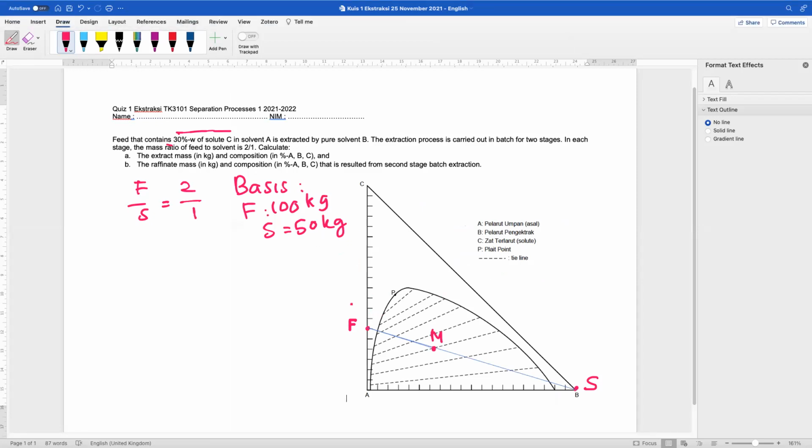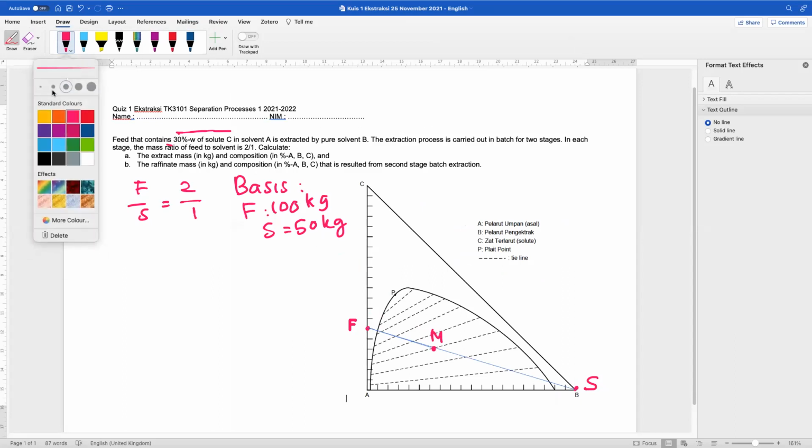Okay. So we got the F, we got the S, and also we got the M for the mixing. So the next step is how to find the extract and the raffinate. So what should you do? Drawing the line through the mixing point, the raffinate and the extract. The good thing is here we have the tie line already.